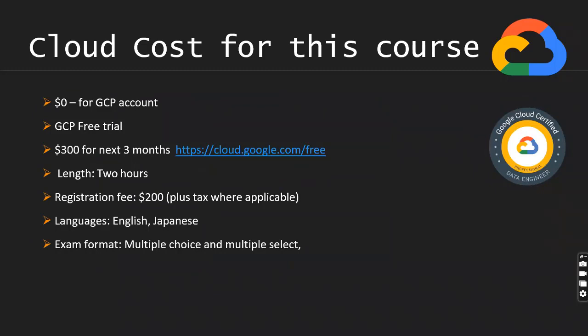Coming to the cloud cost for these resources: you can open a GCP account at $0 with a free trial, and it will give you $300 credit for the next 3 months if you sign up for the cloud platform and learn. The registration fee for writing the certification is $200, which in Indian currency might be around 16,000 plus taxes. The certification is available in 2 languages, English and Japanese. The exam format is multiple choice, with selective answers.